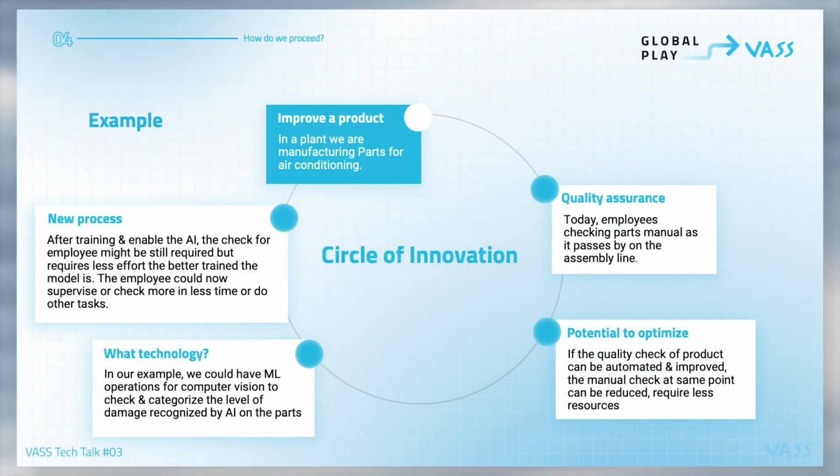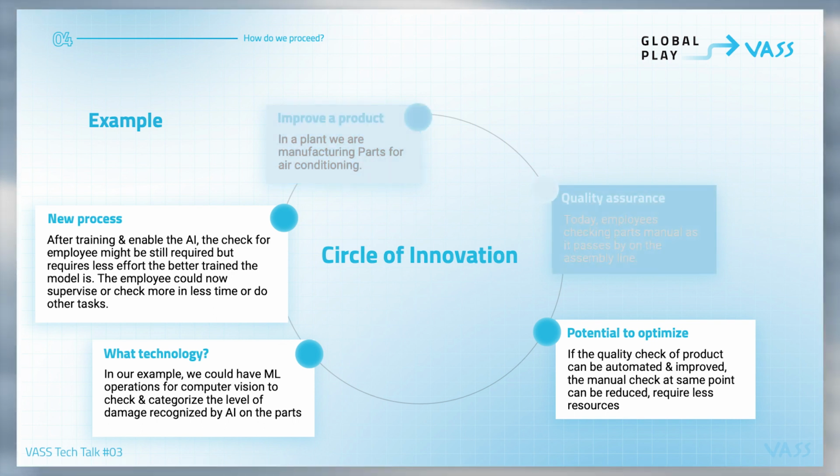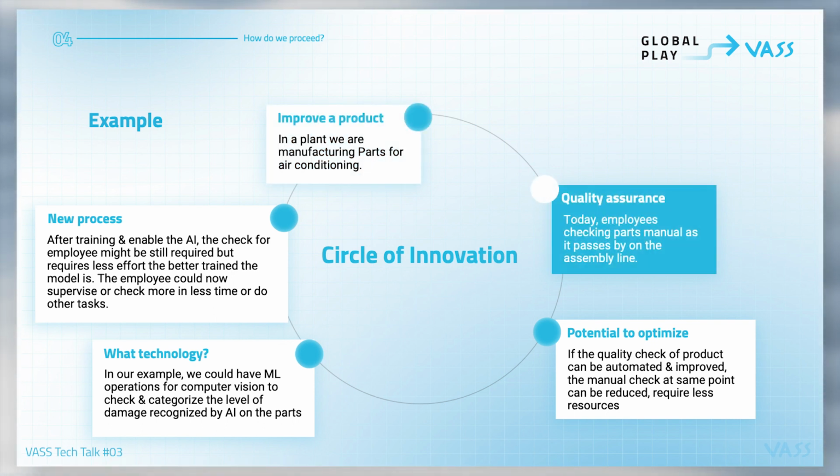Now we have a circle of innovation, I would like to call it. We have an improving of a product. That's our initiative that we have here. So we have a production line for manufacturing parts of an air conditioner. Then we do have the quality assurance steps that we see as a potential point of being improved.